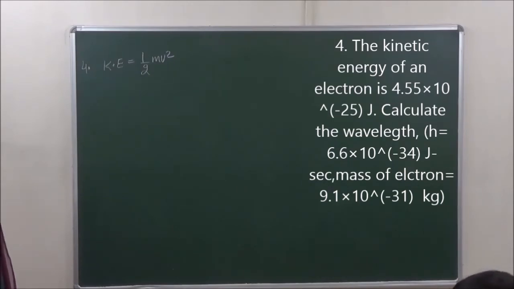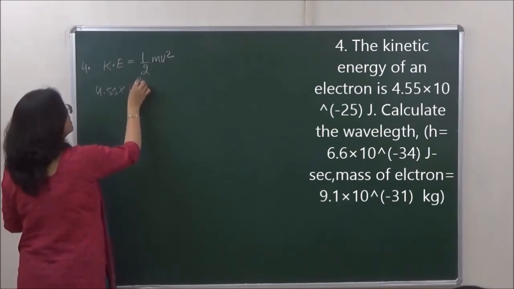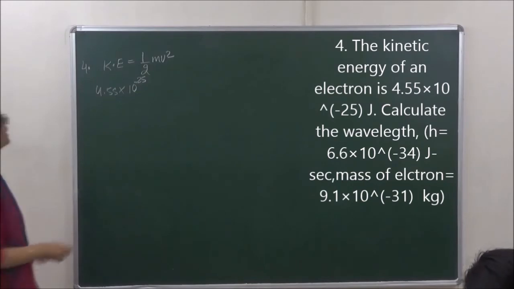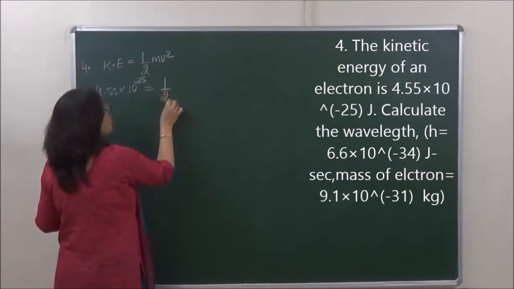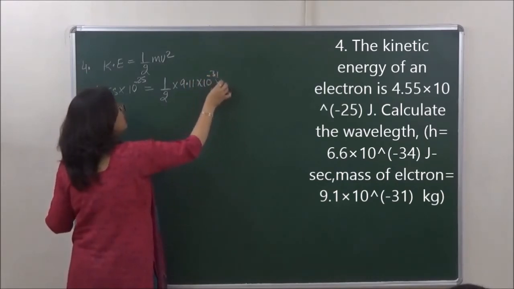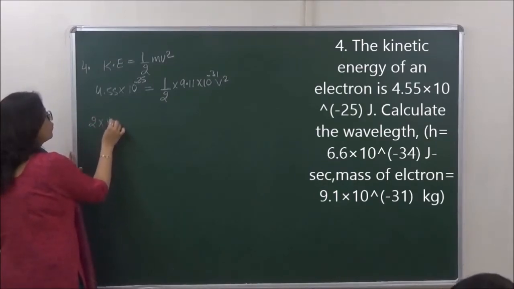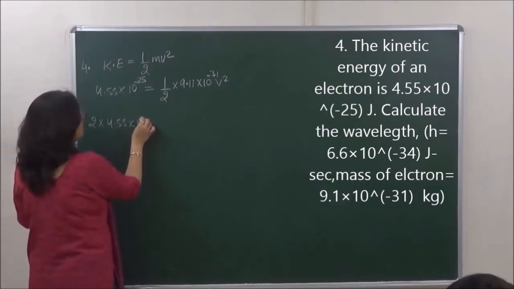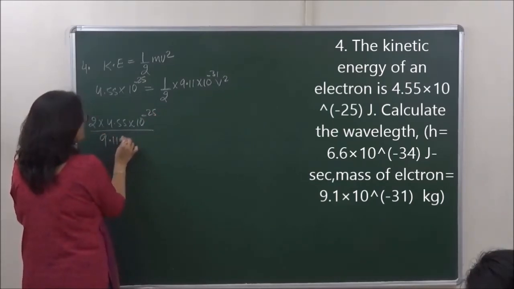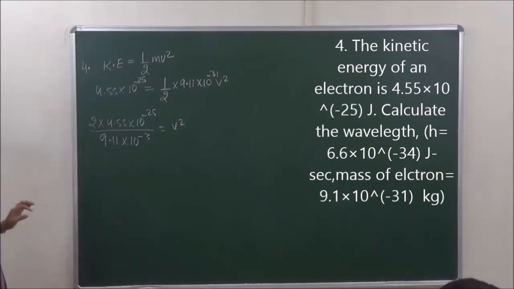4.55 into 10 raised to power minus 25 joules. This is the value of energy. That is equal to 1 by 2 into mass of electron, given as 9.11 into 10 raised to power minus 31, into v square. So v square will become equal to 2 into 4.55 into 10 raised to power minus 25 upon 9.11 into 10 raised to power minus 31. That is equal to v square.